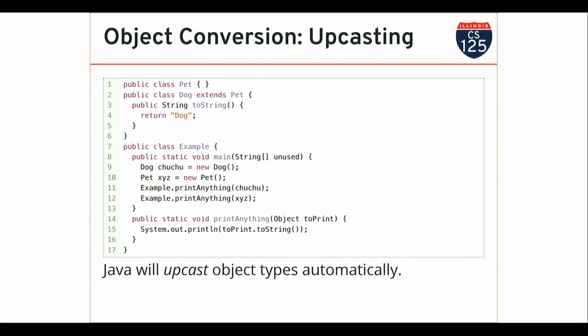Okay, so I'm creating an object of type dog and an object of type pet. I've established this little hierarchy here where dog extends pet extends object implicitly. And then I'm calling this static method called printAnything, and I'm passing it first a dog and then a pet. What is weird about this? Up until now, if I showed you this on a quiz, you would have been legitimately correct to say that this is wrong. This doesn't match your model of the world. It turns out that it works. But what's off here?